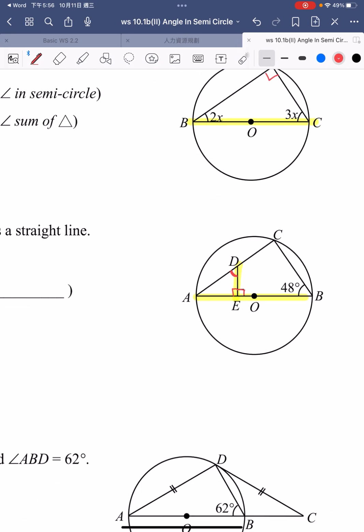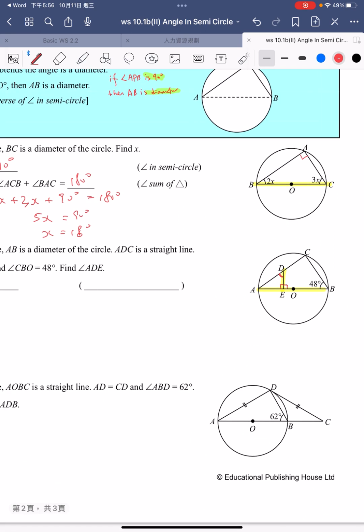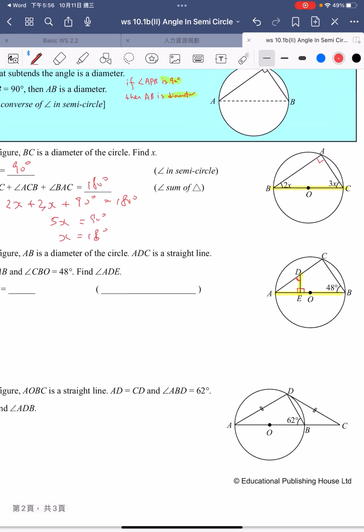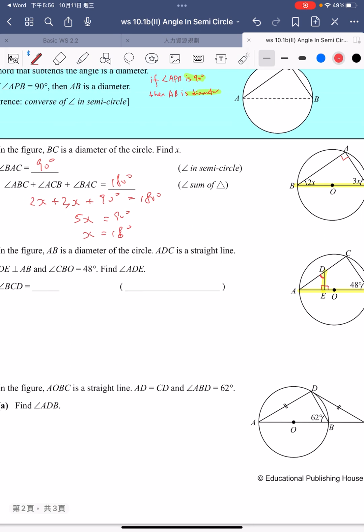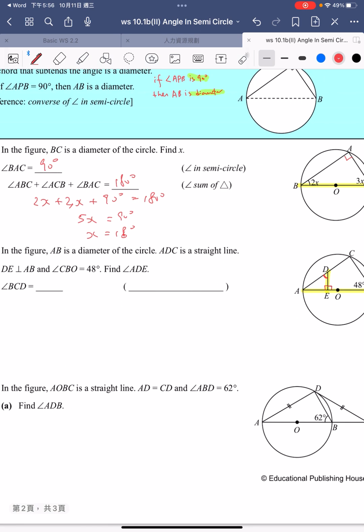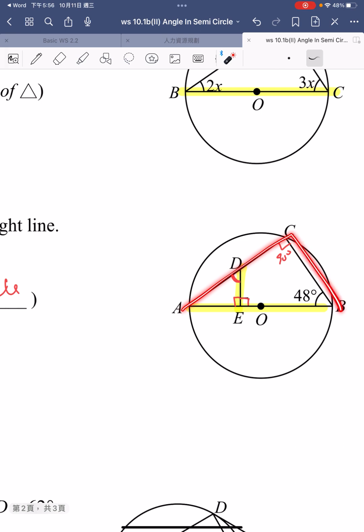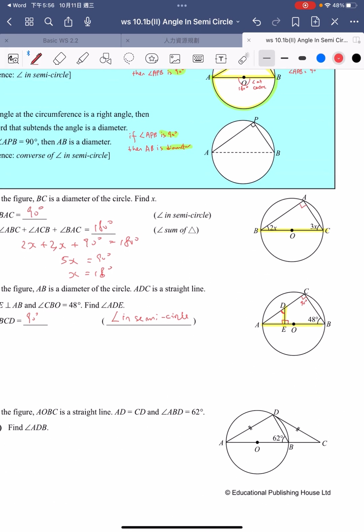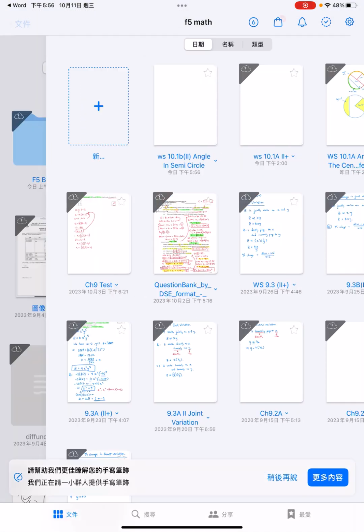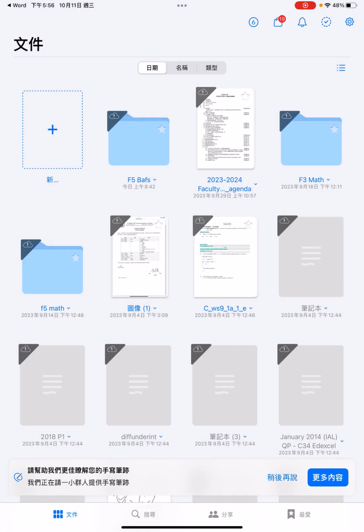That's how we do these questions. First of all, we can say that AB is a diameter, so angle ACB is equal to 90 degrees, and the reason is angle in the semicircle. After that, we look at the triangle ABC. We know the right angle, we know the 48 degrees, which means that if we consider, sorry, where is it?